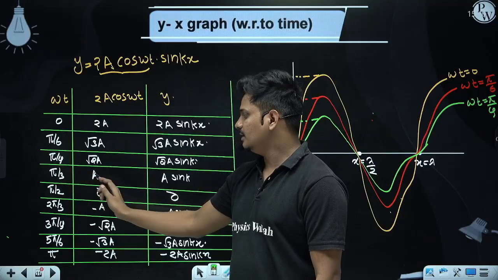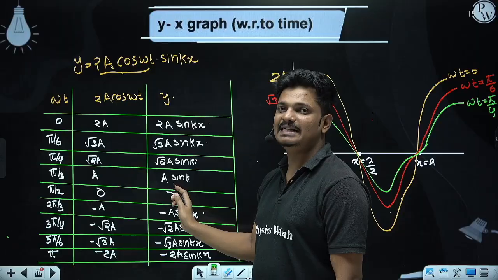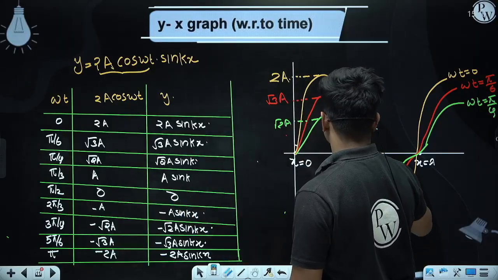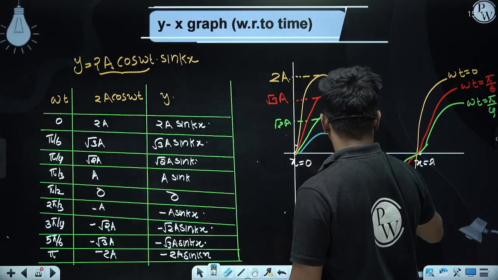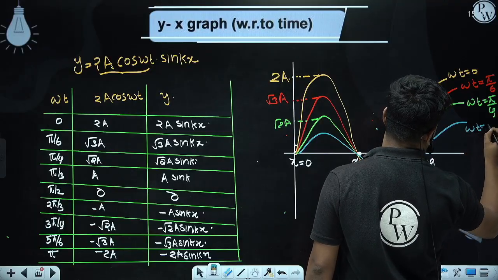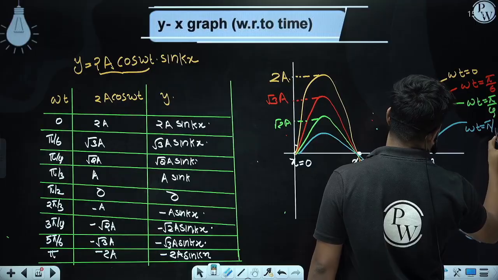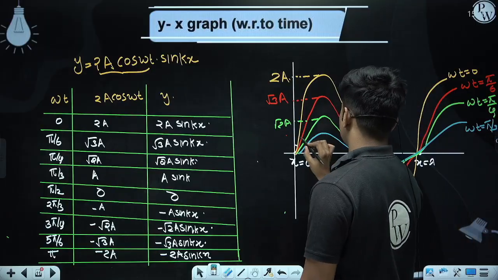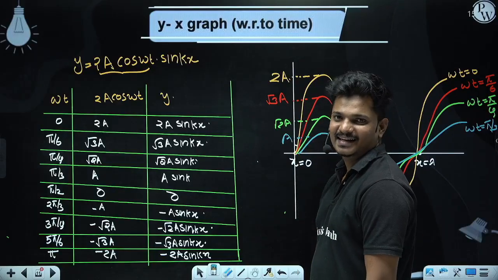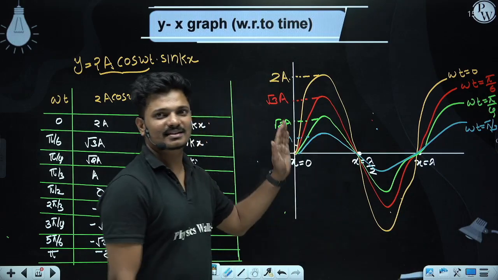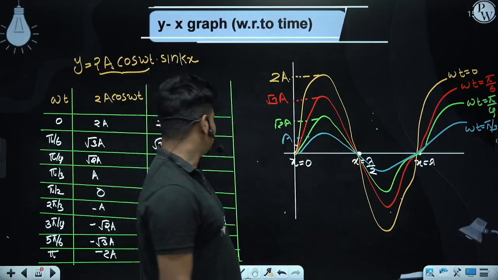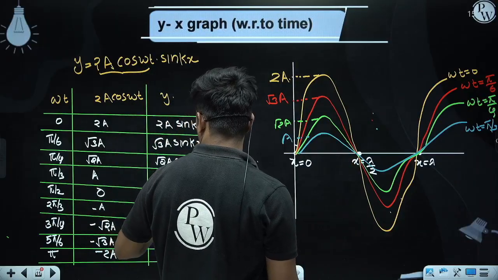At pi by 3, what is the sine function? a sin kx. That means like that. This is when omega t is equal to pi by 3, and this amplitude we can write as a. Okay, like that. The next thing, when omega t becomes pi by 2, what is the displacement?